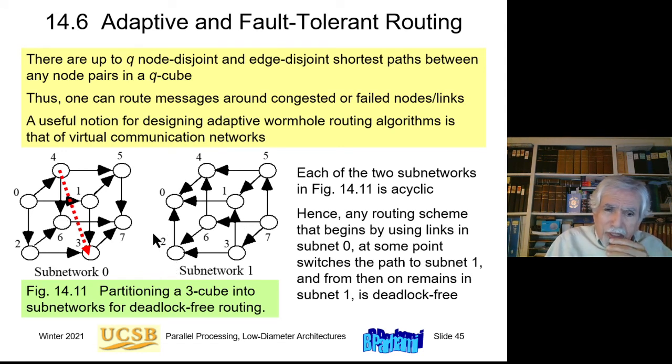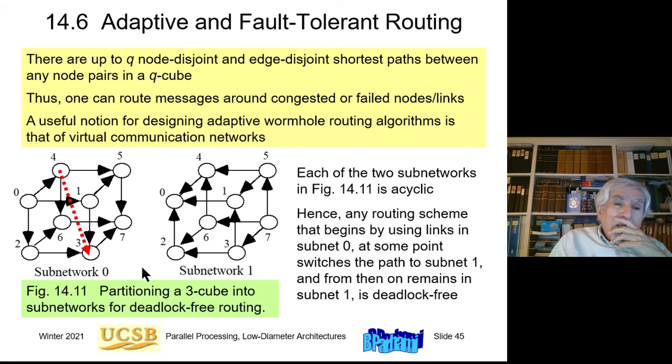So this is the criterion that I've used. A link is kept in subnetwork 0 if it leads from a smaller index processor to a larger index processor, and in subnetwork 1 if it leads from a larger index processor to a smaller index processor.